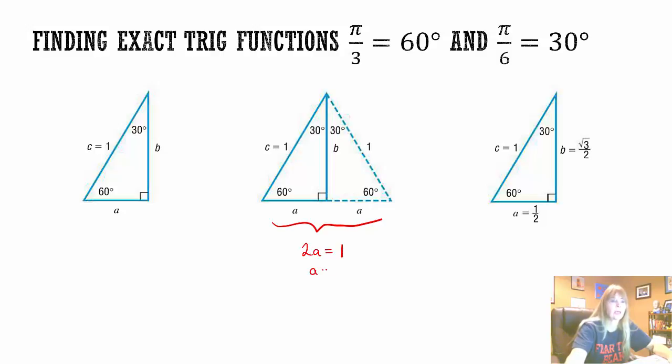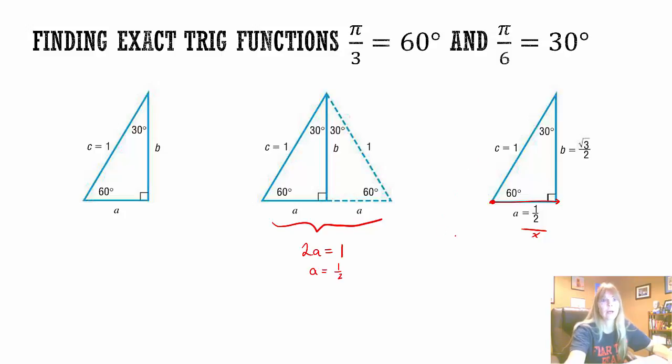And so that says a equals 1/2. So that's my value of a, which, as you're going to see, if this is on the unit circle, that's going to be my value of x. Well, how do I find b? I'm so happy you asked.